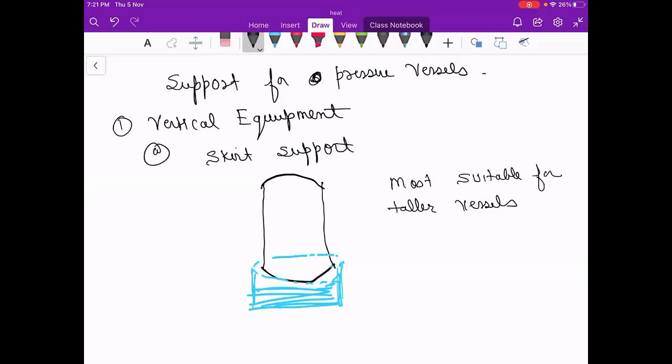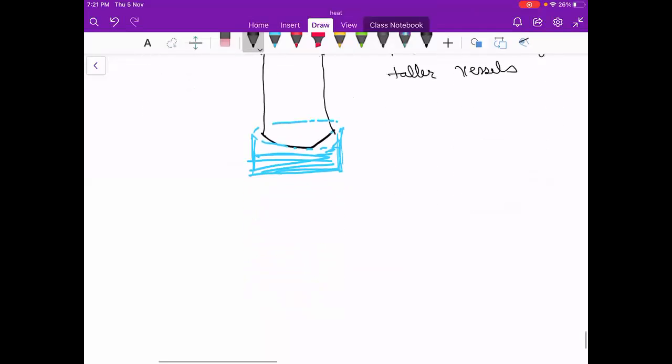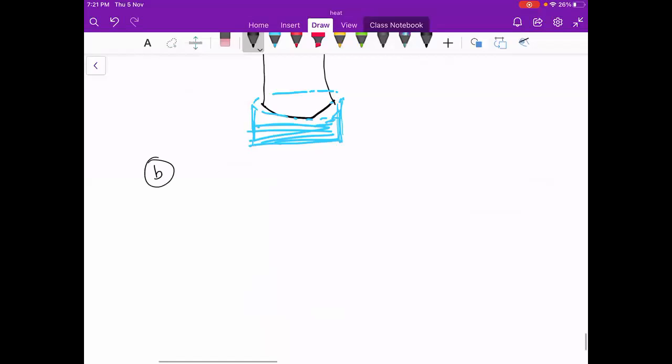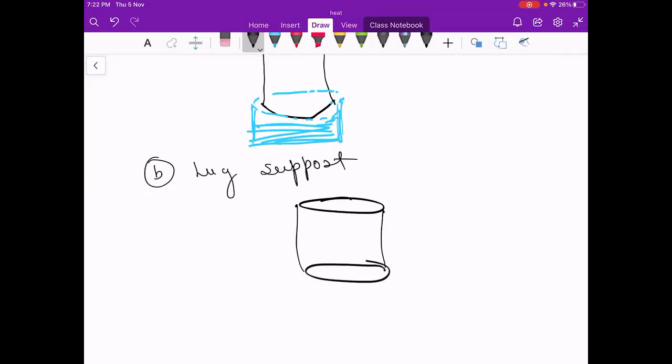Okay, so lug support. Second one is the leg support. So lug support is basically like that, you can say. Suppose this is your vessel and you are supported on something like this. Okay, your support is here.